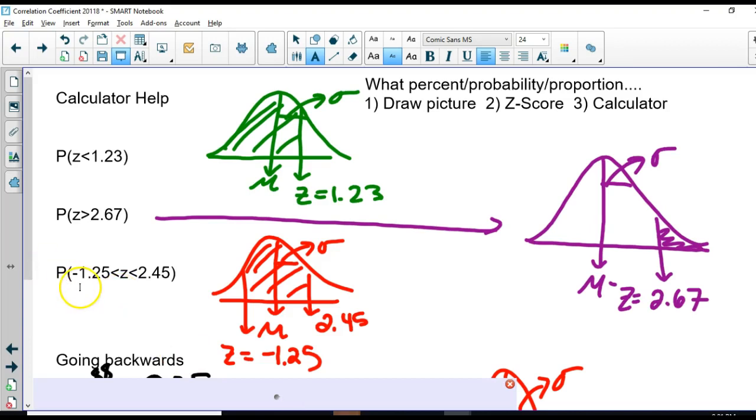This one's an in-between problem, right? Okay, again, we draw our picture, we have our mu, we have our standard deviation. Typically, we would have 2 observations in the problem. It would say, what is the probability, or what percent of the time would we be between these 2 observations? We change both these observations to z-scores. I gave you the z-scores. This is reading the probability that z is going to be between negative 1.25 and 2.45. Or what percent of the time will z be between negative 1.25 and 2.45 in a normal distribution?